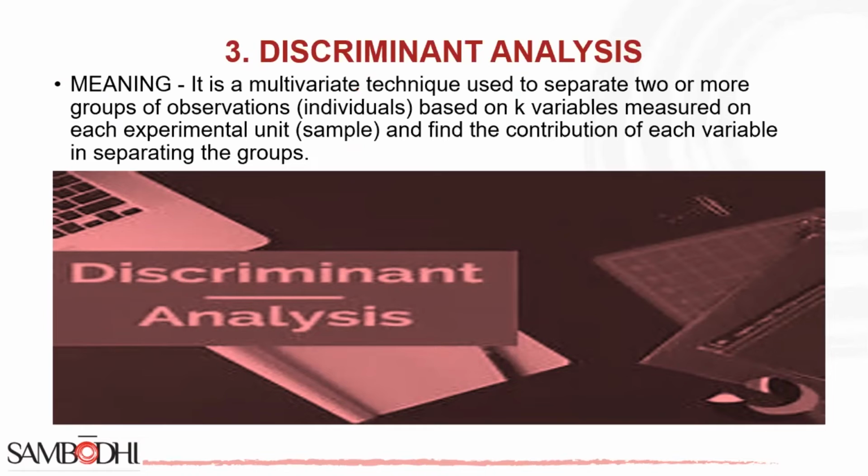Next is discriminant analysis, meaning it is a multivariate technique used here to separate two or more groups of observations (individuals) based on the variables measured on experimental units, those are samples, and find the contribution of each variable in separating the groups. Now, this model is made up of a discriminant function, or for more than two groups, a set of discriminant functions, that is premised on a linear relationship of the predictor variables that provides the best discrimination between the groups.